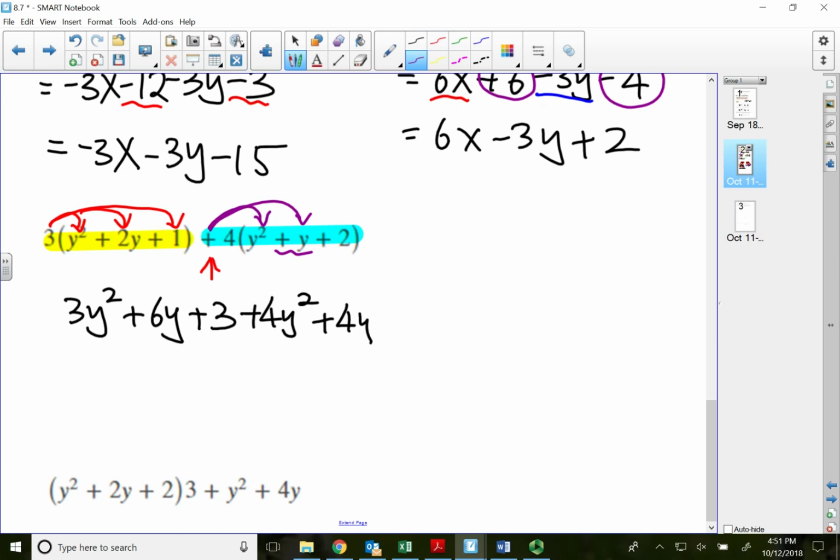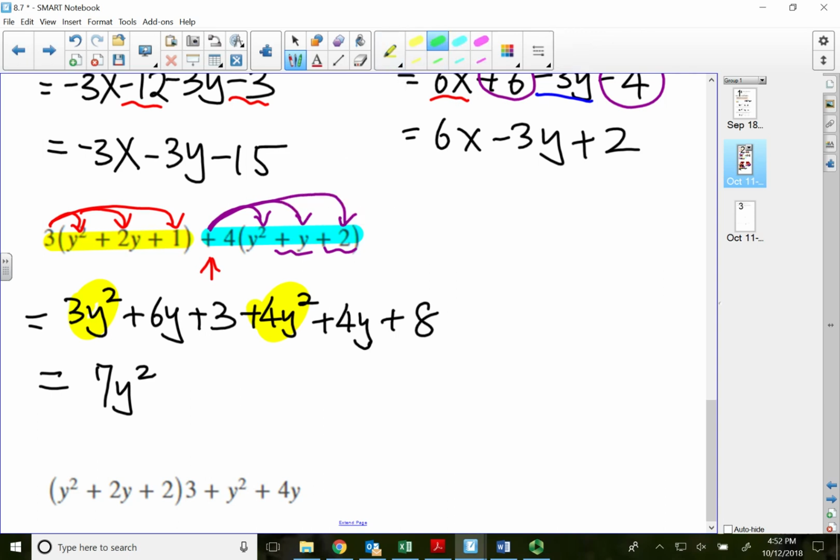Then we say positive 4 times positive 2, which is positive 8. All right, so all the terms are on the outside. So what do we do? Combine like terms. They're all using the same variable y, so let's go by the exponents. So 3y squared plus 4 more y squared will give me 7 of those y squared.